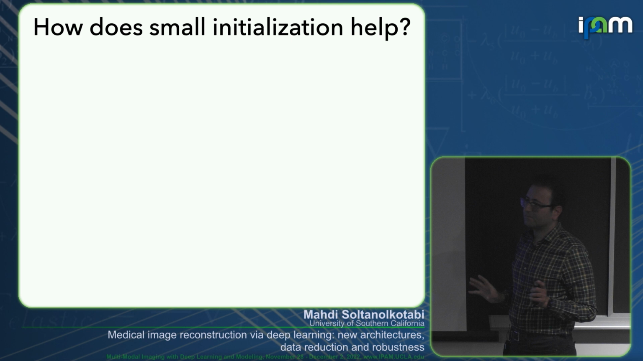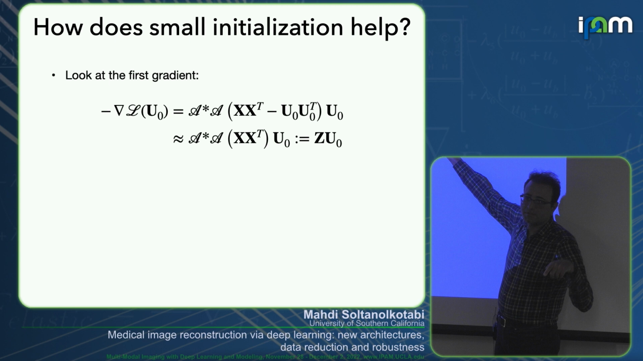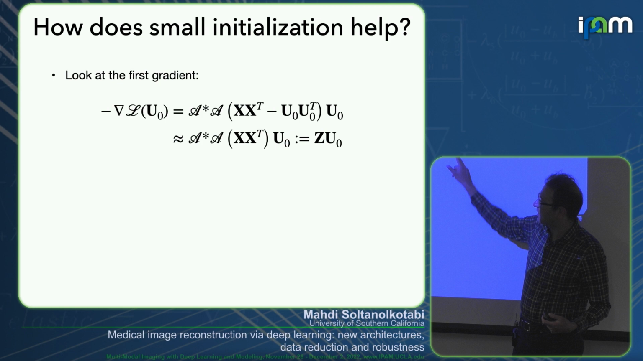Actually, it's very simple. Look at just the first gradient. Believe me that this is the formula for gradient descent here. So this is what the first gradient is. Now imagine the initialization is small, right? So I can ignore this term compared to this term. It's really that easy. Then you have some fixed matrix times u0. So that's the first gradient update. If I plug it into the gradient descent update, I end up with a fixed matrix times u0.